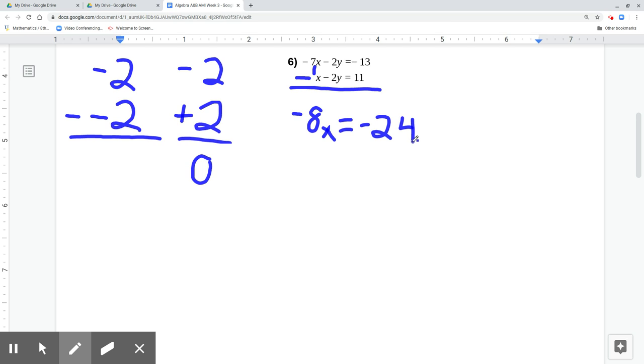From here, I can solve for x using inverse operations. So go ahead and pause the video and think for a moment about what operation you would do first here. Okay, hopefully you determined that it would be dividing by -8 on both sides because -8 and x were being multiplied originally. When I divide -24 by -8, I get that x is equal to 3.